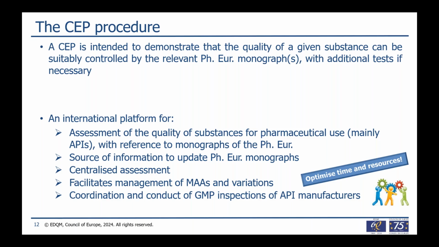The CEP procedure also provides a centralized assessment, which allows to save time for manufacturers and for authorities. The assessment is done once through all of Europe and does not need to be performed for each country. And this applies for both initial submission and variations, thereby allowing for significant saving in times and resources.